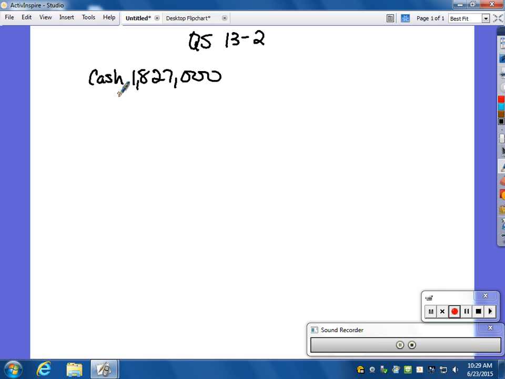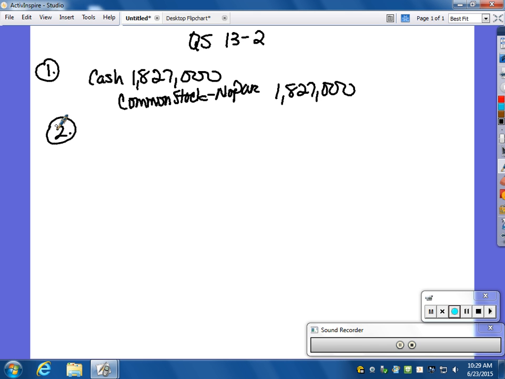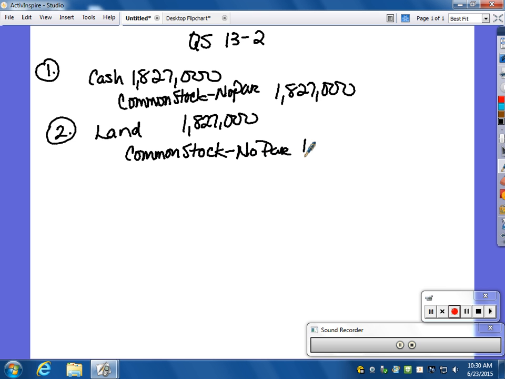And credit what? No par value common stock, for the same amount, right? 1,827,000. Now, for number 2, where they have exchanged land for stock, the land was valued at 1,827,000 as well. So what do we debit and what do we credit? Debit land for how much? 1,827,000. What do we credit? Common stock. Is there any par involved? No par, for the same amount. Good.